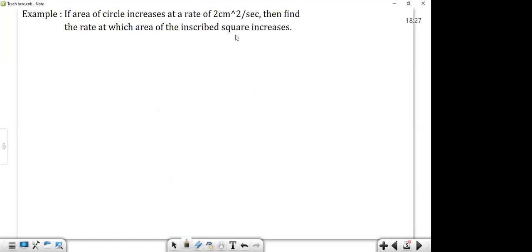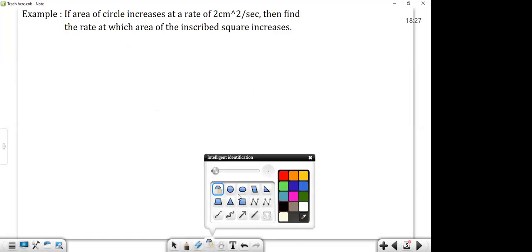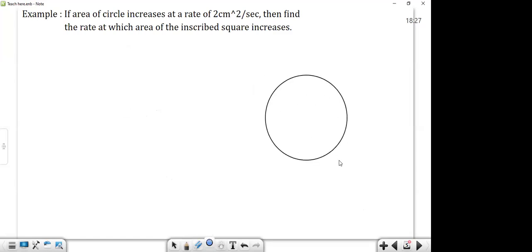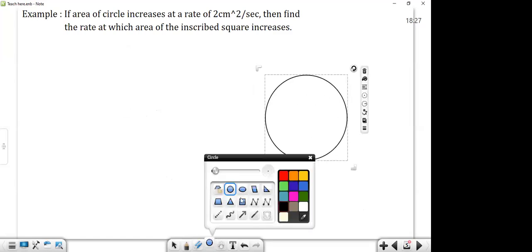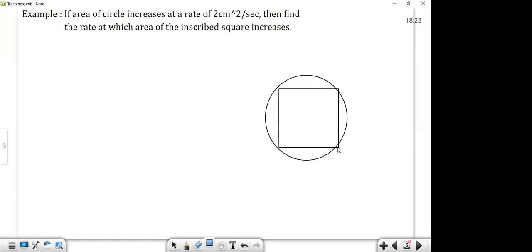Yes, our answer matches our calculation. So coming to the next question, which is a good level question. If the area of a circle increases at a rate of 2 centimeters square per second, then find the rate at which the area of the inscribed square will increase. So let's first draw a circle. Okay. And there is a square inside this circle, something like this. So here we have a circle and there is a square which is inscribed in it.